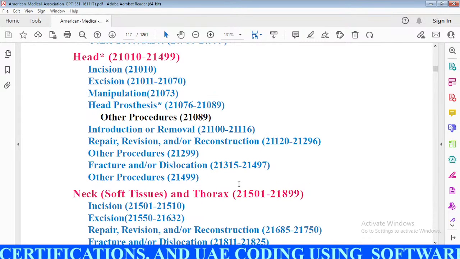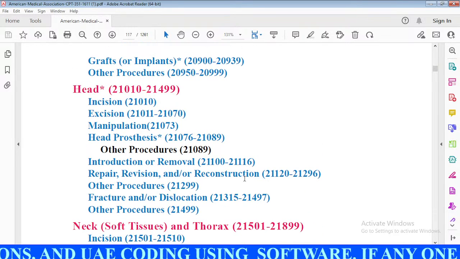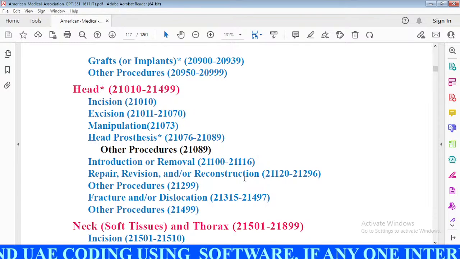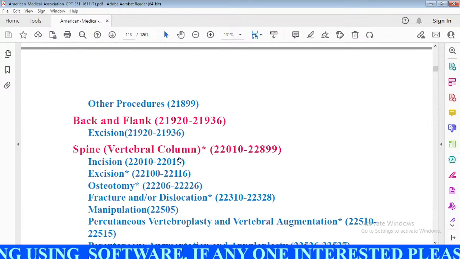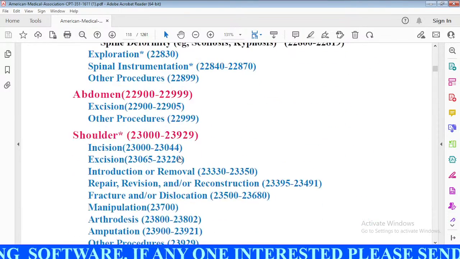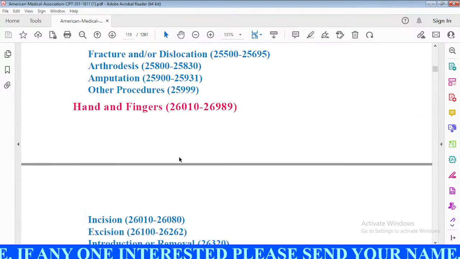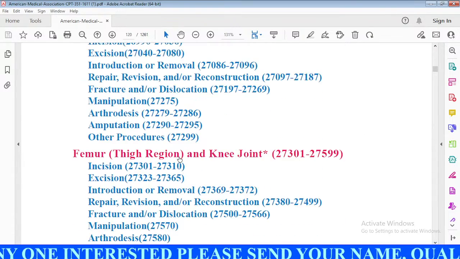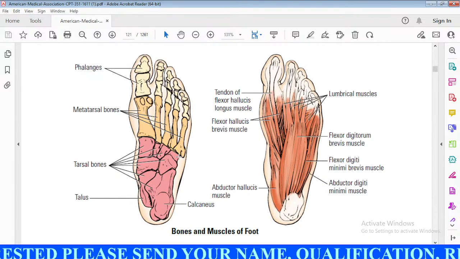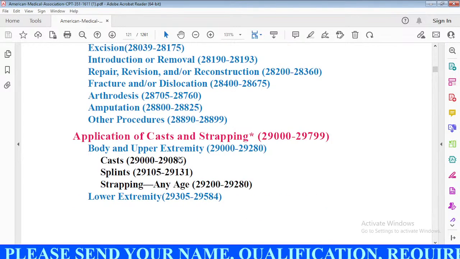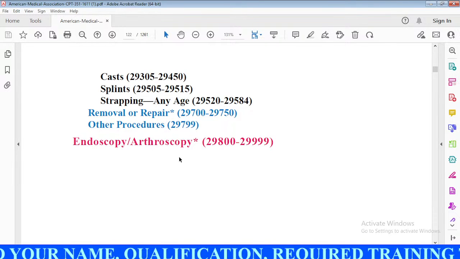Next, head, as all of us know. The musculoskeletal system is divided based on head to toe level. First it starts with head, neck, then back and flank, spine, abdomen, shoulder, humerus, forearm and wrist, hand and fingers, pelvis and hip joint, femur and knee joint, legs and ankle joint. These are the phalanges, foot and toes, application of cast and strappings, endoscopy and arthroscopy.